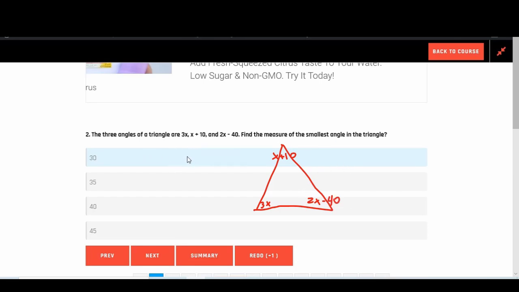What we need to know is that all angles, that is angle 1 plus angle 2 plus angle 3, all three angles in a triangle always add up to 180 degrees. So in light of that, we can say 3x plus x plus 10 plus 2x minus 40 equals 180 degrees. Now we're going to, of course, solve for x, or try to.